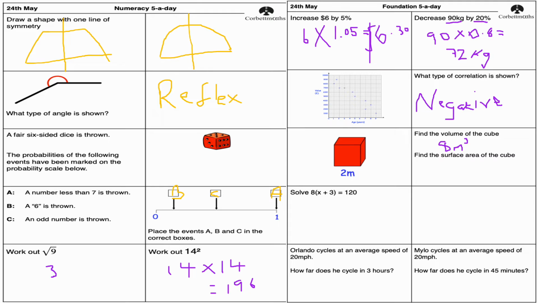Find the surface area of the cube. Well, it's the area of each face, or I can do a little shortcut method and recognize that each face has the same area. So 2 by 2 is 4. 4 times 6, because it has 6 faces, is 24 centimeters squared, okay?